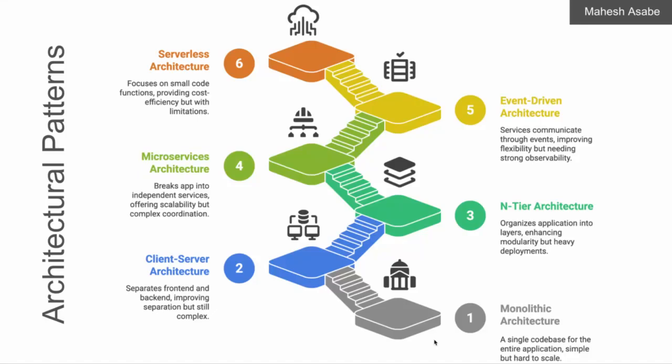Let us talk about the architectural patterns. First is the monolithic architecture, where the entire application, like user interface, business logic, and data access, lives in a single code base and is deployed as one unit. It's simple and easy to build small apps.